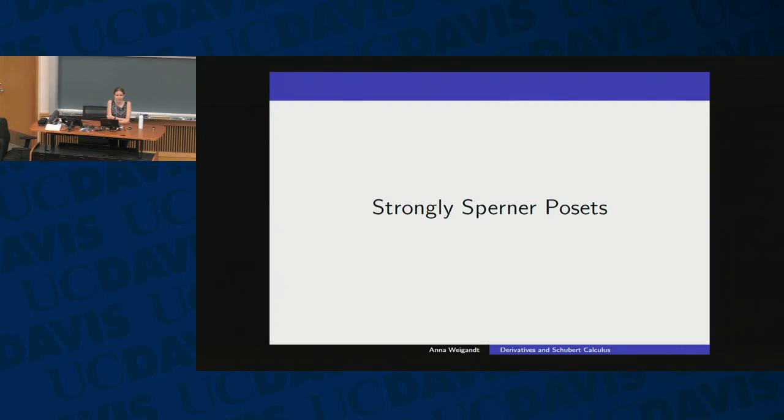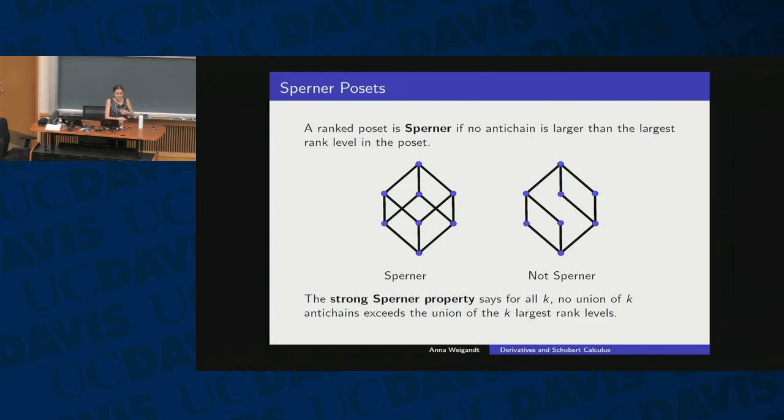formula. And the next application is to strongly Sperner posets. So what are these gadgets? A ranked poset is just a poset that you can neatly arrange, like here where I'm drawing pictures of posets, into different rank levels. So there's a consistent way of measuring from a bottom element how many steps you're going up. And I've conveniently put the rank levels on the right levels of this picture. A ranked poset is Sperner if no antichain, that is a set of incomparable elements, is longer than the largest rank level in the poset.